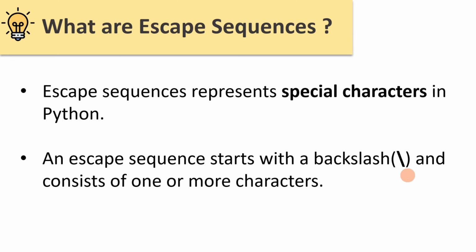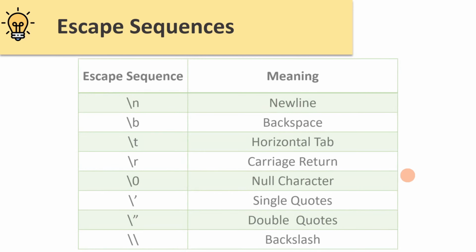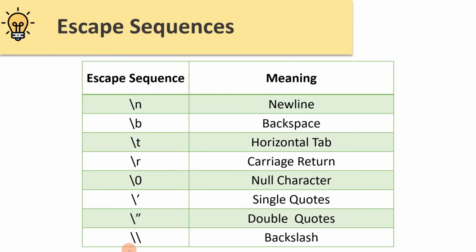Let's look at the various escape sequences that are present in Python. In this table, we have various escape sequences and their meaning. The escape sequence column contains the escape sequence and the meaning column contains the name of the escape sequence. Now these are some special characters that cannot be represented directly. In order to represent these special characters, we use escape sequences. You will notice all the escape sequences start with a backslash.